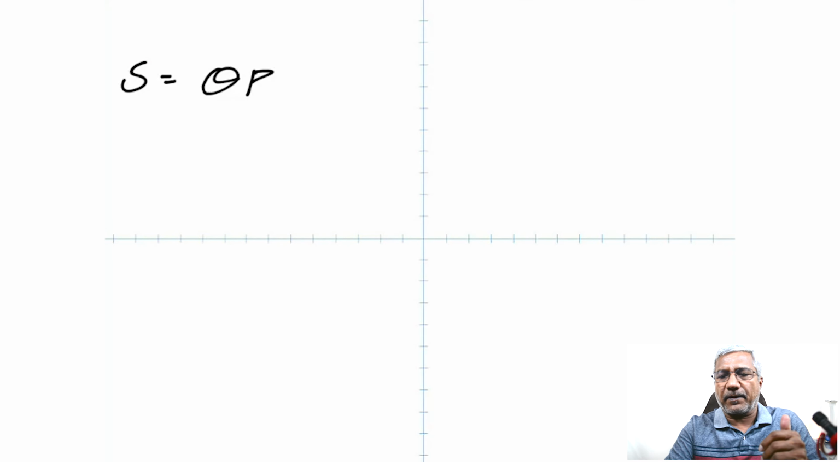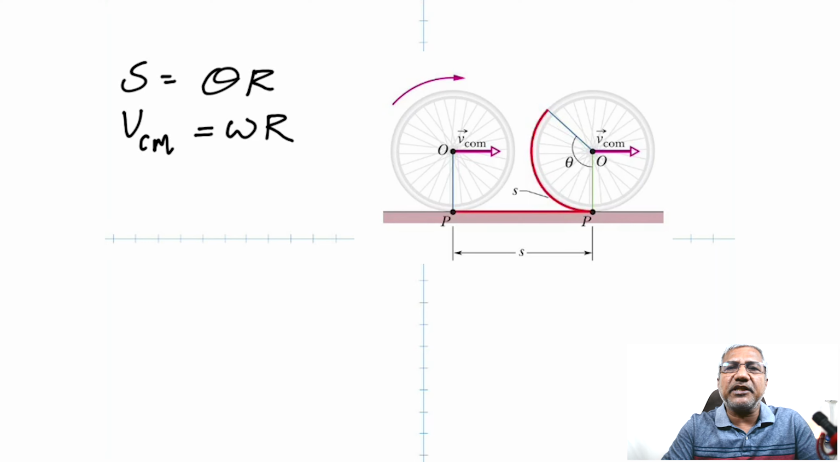But before that, the basic relations that we have looked at are displacement is angle times radius. We looked at that. And when you have something that is rolling, like a tire, the center of the tire is actually not rotating. It's moving in a straight line. So the center of mass has a certain velocity. And that velocity is given by omega times r, where omega is the angular velocity of the tire. So that's the relation between linear velocity and angular velocity.